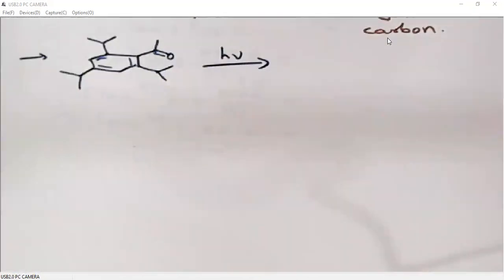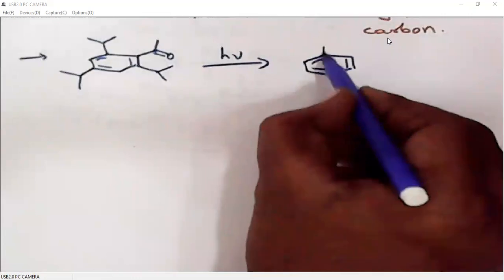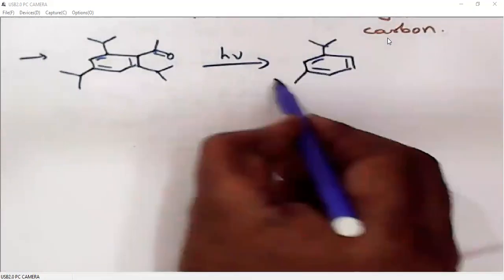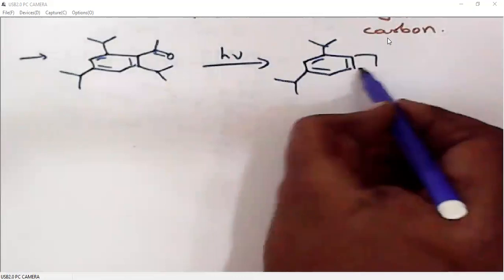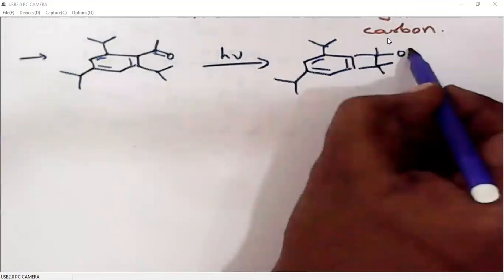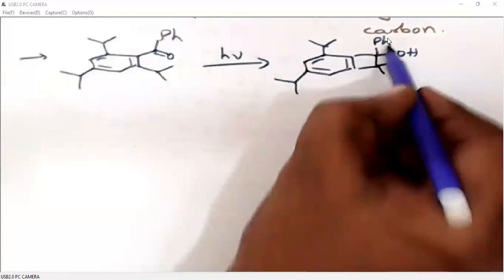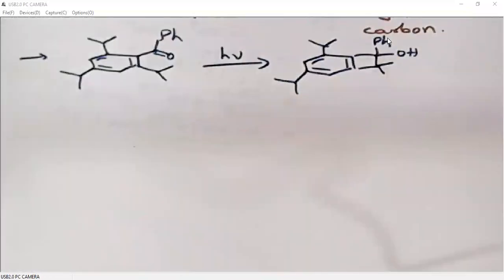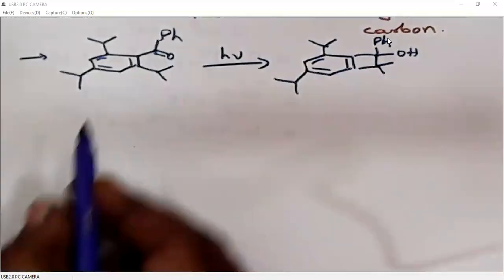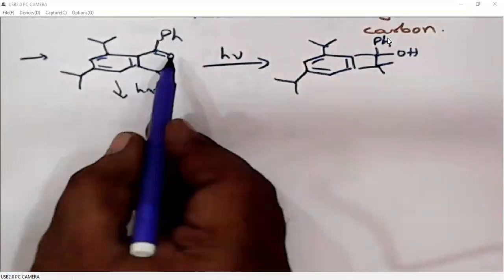When this molecule is treated with light, it has generated this compound. Now we can easily explain the formation of this compound. When we pass light, first the carbonyl will absorb light.